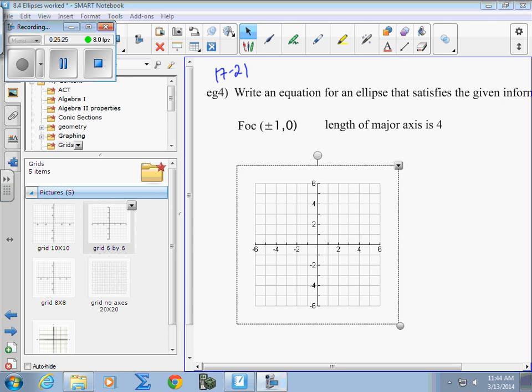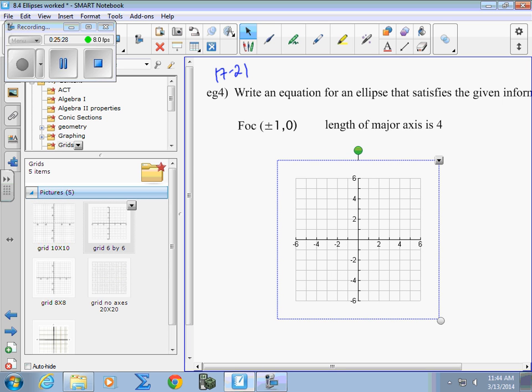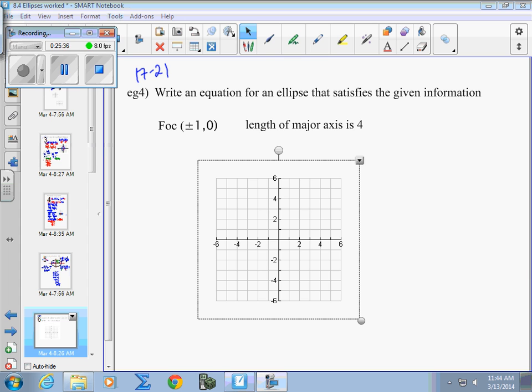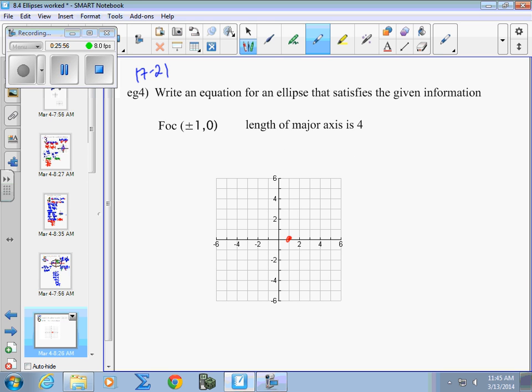It might be helpful to plot the focus on the chart so that you sort of know whether you have the major axis on the x-axis or parallel to the x-axis, or parallel to the y-axis or on the y-axis. So I would plot positive 1 and 0, negative 1 and 0. So that tells me that the major axis is the x-axis.